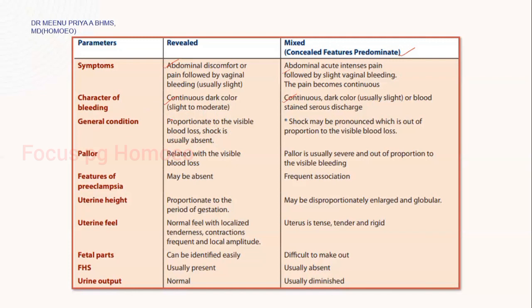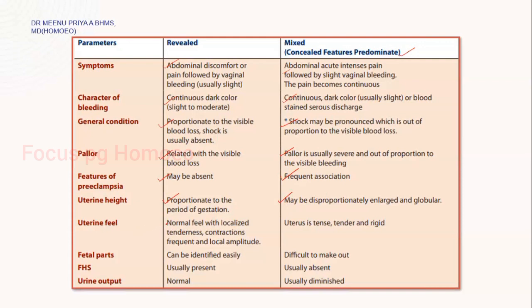General condition is proportionate to the visible blood loss, and shock is usually absent. In the mixed type, shock is pronounced, and pallor is related to visible blood loss in revealed, while in mixed, pallor is severe and out of proportion to the visible bleeding. Features of pre-eclampsia are absent in revealed and frequently associated with mixed. Uterine height is proportionate to the period of gestation in revealed, whereas in mixed, it is disproportionate, enlarged, and globular. Why? Because there is a collection of blood.